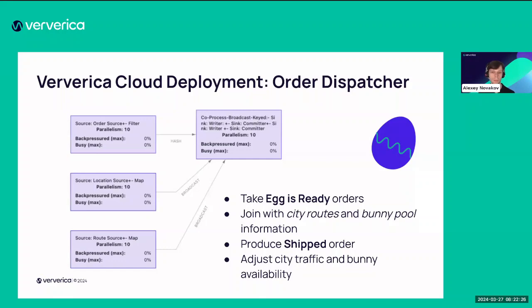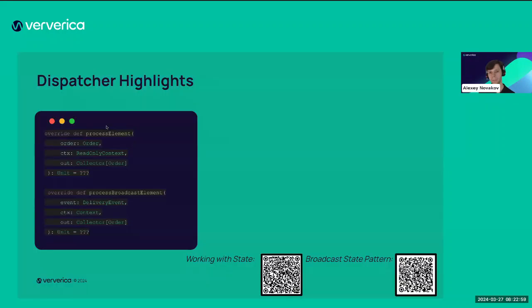But to summarize, we expect by this job events in status egg is ready. So we join that with city routes and bunny pool information. We produce eventually the order in status shipped. And we adjust city traffic and bunny availability. So we also emit a couple of other events. They are not shown on this graph, but this job is also sending data into the locations topic, the routes topic, and the orders topic as well.